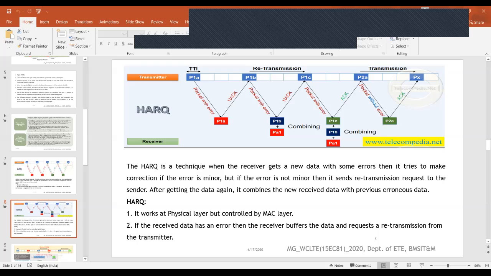So as I said, hybrid ARQ is a technique where, when the receiver gets new data with some errors, it will try to make corrections, right? If the errors are minor. But if the error is not minor, then it sends a retransmission request to the sender. So after getting the data again, it will combine the newly received data with the previous erroneous data. So this is what is happening in the hybrid ARQ.